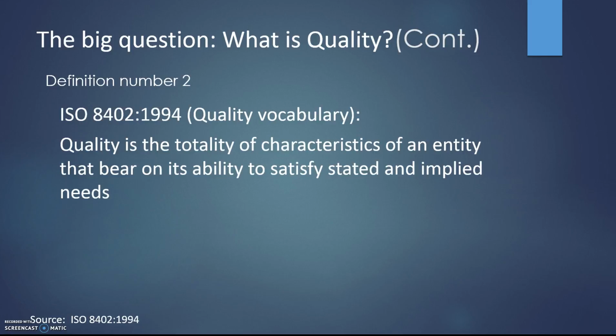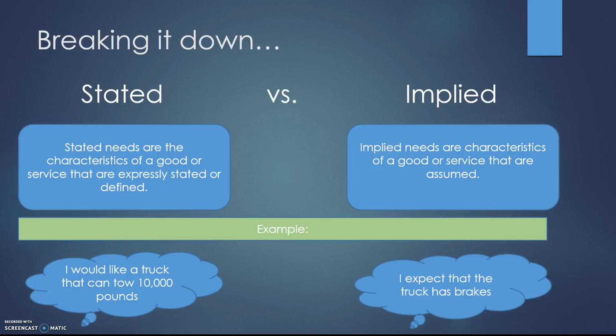An alternate definition, one that's quite similar, is the ISO definition of quality. Quality is the total of characteristics of an entity that bear on its ability to satisfy stated and implied needs. The key here is stated and implied needs. What is a stated need? Stated needs are the characteristics of a good or service that are expressly stated or defined. On the other hand, an implied need is the characteristics of a good or service that are assumed.